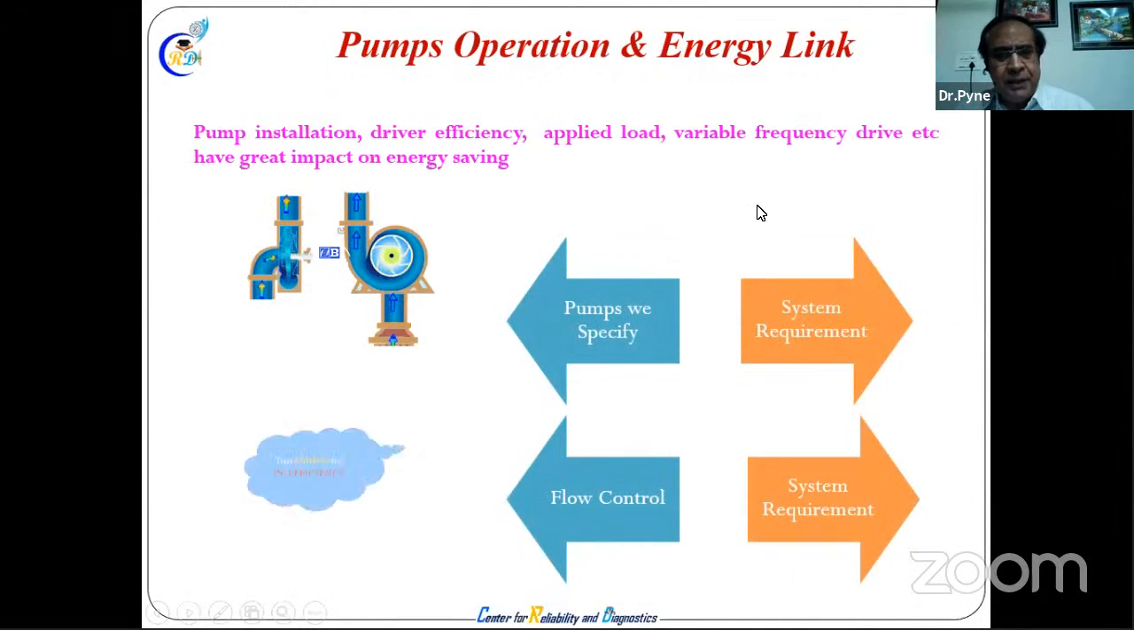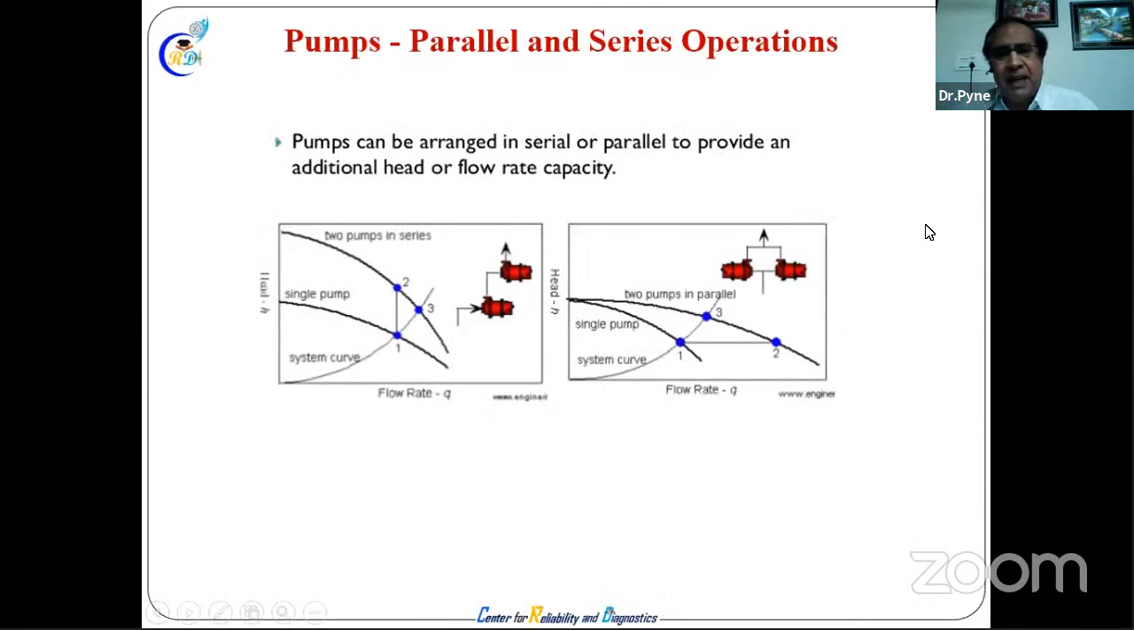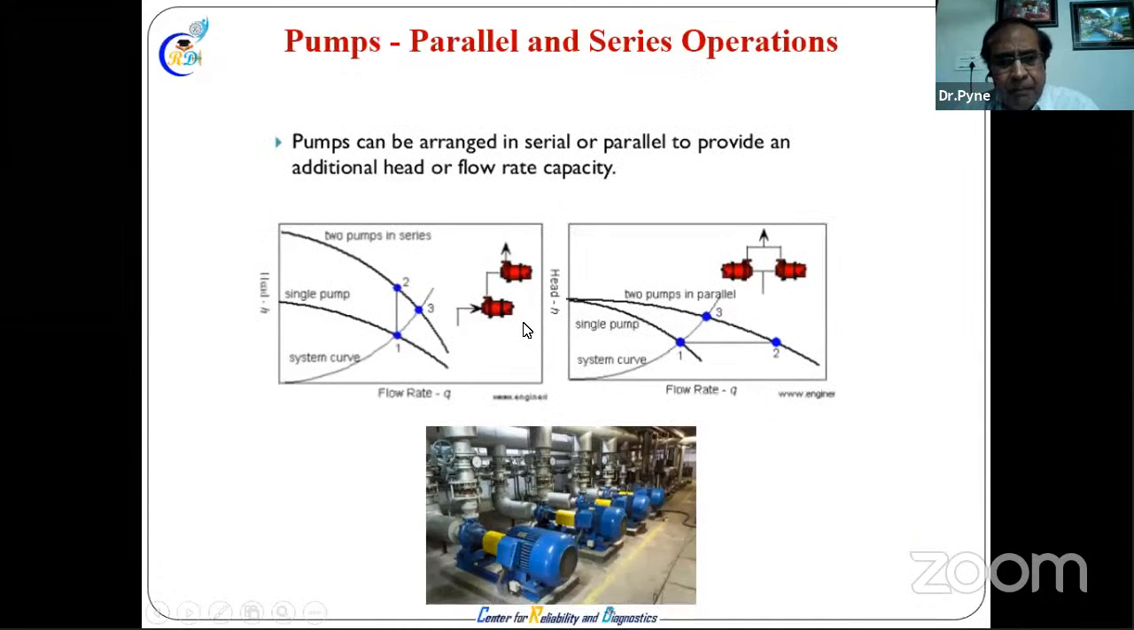The pumps we specify are important, and what the system requirement is, is important for better efficiency. So these are the most inefficient ways: either flow control takes out our efficiency, or the pumps we specify are not at the system requirement. So this is the problem.